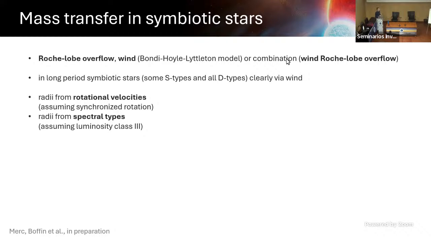I will tell you something a bit later. So from those radii that people obtained for the red giant, it seemed that they are not close to filling their Roche lobe. So the main mass transfer mechanism would be the wind, and we are all happy.